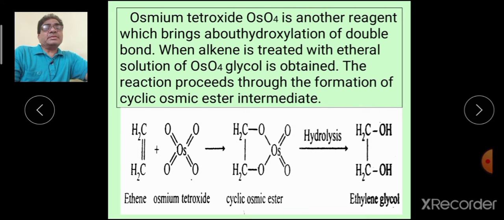This is the ethene molecule. This is osmium tetroxide, 1, 2, 3, 4, tetroxide. The first cyclic intermediate is formed which on hydrolysis gives diol, that is ethylene glycol.